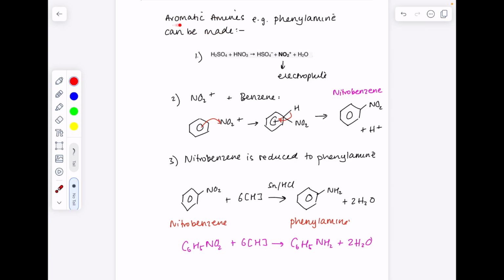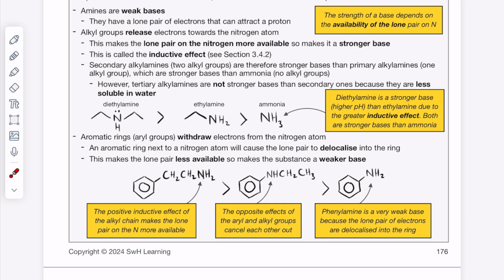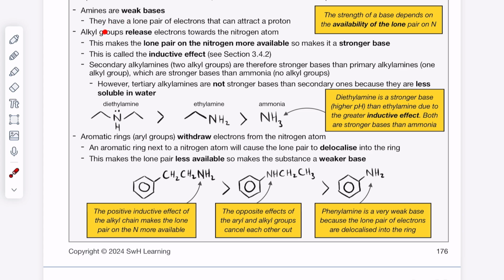This is how we make aromatic amines, so amines involving a benzene ring such as phenylamine. The first step, remember, was taking our sulfuric acid acting as an acid, the HNO3 acting as a base in order to generate our NO2+ electrophile. Here's the mechanism that I drew out showing the formation of nitrobenzene. Then we need to reduce that nitrobenzene to phenylamine using tin and hydrochloric acid, and here's the overall equation. So more information now. Amines are weak bases.